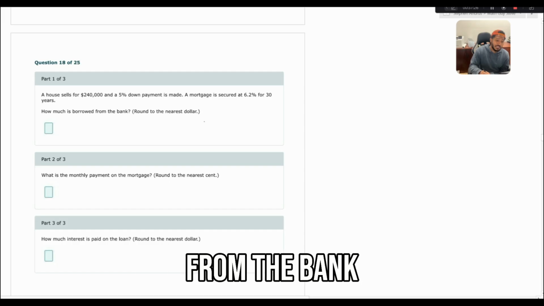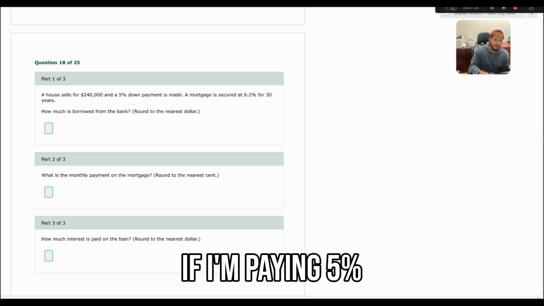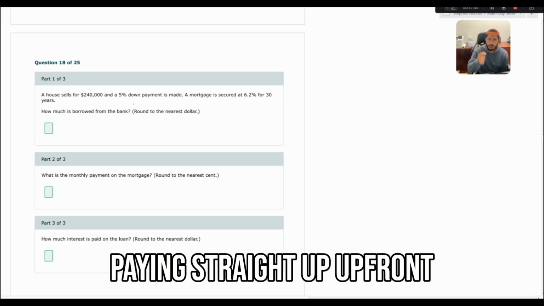So to find out how much is borrowed from the bank, the first part is to say, well, if I'm paying 5% down payment, that's how much I'm paying straight up front, okay?